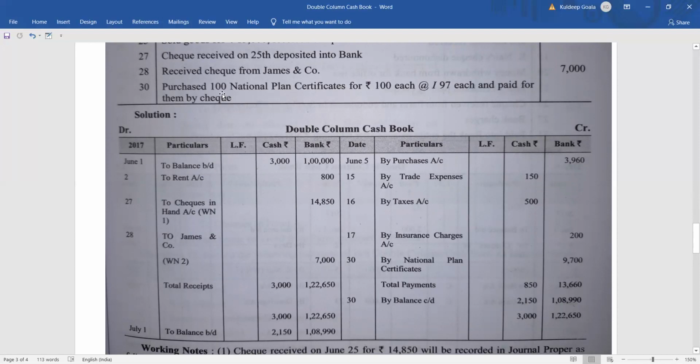So what will happen? 100 National Plan Certificates at 97 rupees will be 9,700 rupees, and the payment was made by check. So immediately payment was done, so it will come on the payment side, the credit side, right? Credit side. What will you write?